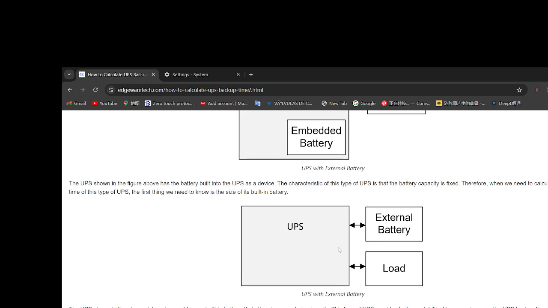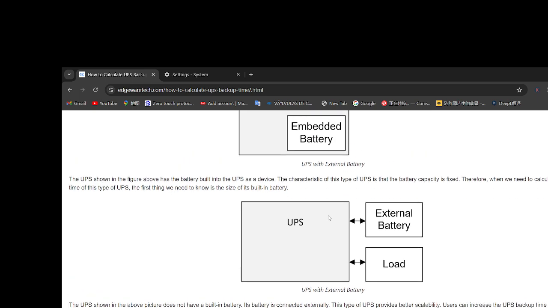There's another type of battery UPS that is a very big one, like 2 kVA or something bigger, and they always use external batteries. This is another scenario we'll explain in the future. It is a little bit complex to calculate.